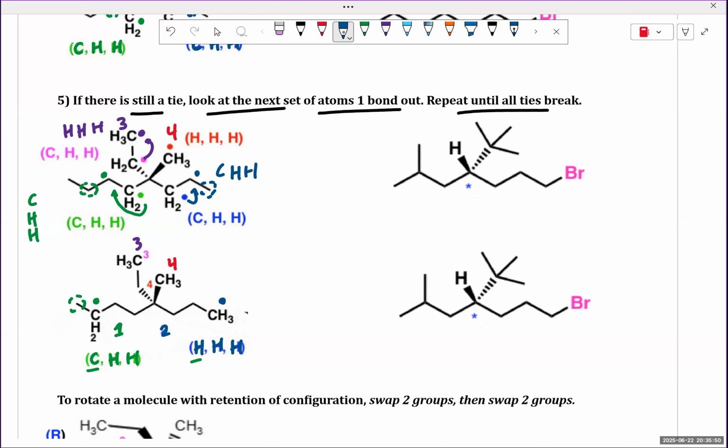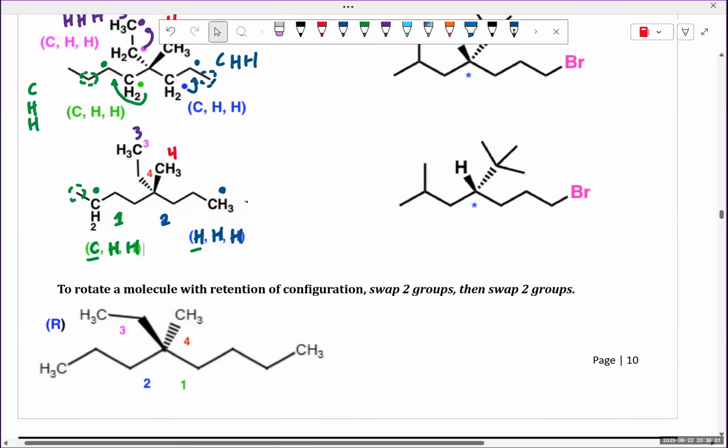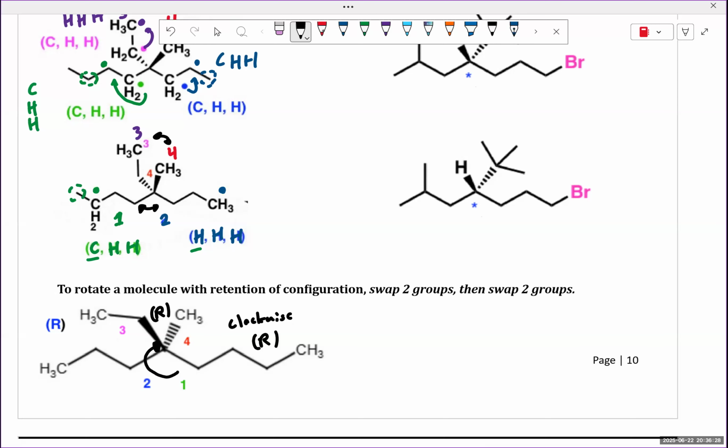Now that we have our priority assignments, we can begin to rotate our molecule in order to ensure that the lowest priority group is in the back. So in this case, what we're going to do is we're going to rotate our molecule so the methyl group is in the back. This can be done by swapping the methyl and ethyl group and swapping the left and right groups. Now that we have the methyl group in the back, we're going to trace from priority 1 to priority 3. As you can see, this is a clockwise rotation, so we have an R stereocenter.